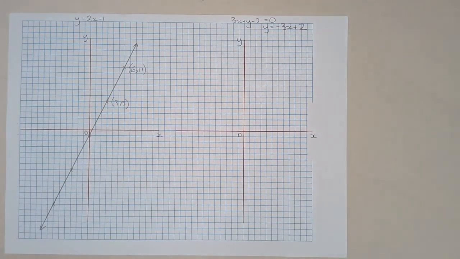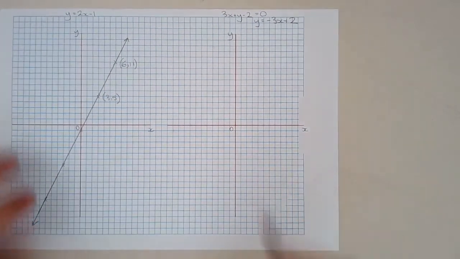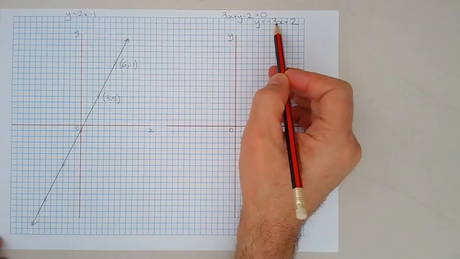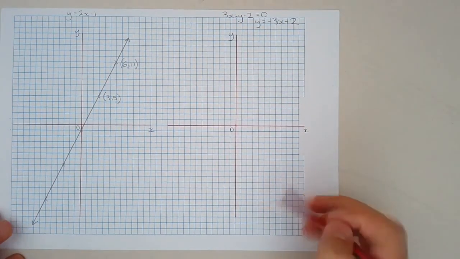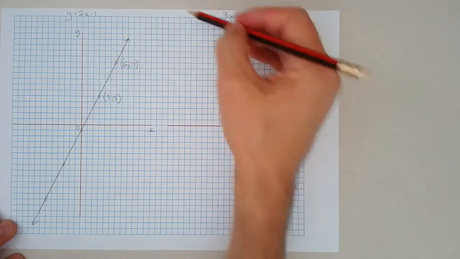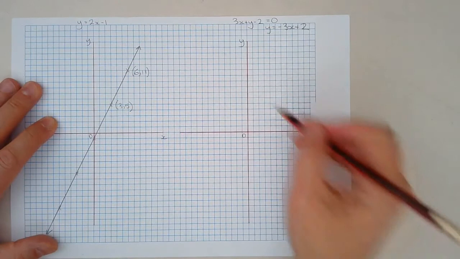So how are we going to do this without a table of values, you might say? Well, there's two things we know already. We know the gradient's negative 3. What's that? A downhill or an uphill level, or is it a vertical? Negative 3, downhill. Right, always from left to right. Okay, so it's going to go down this way, isn't it?